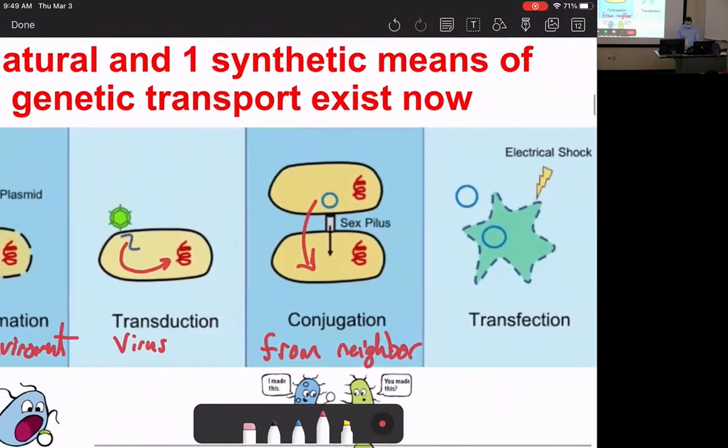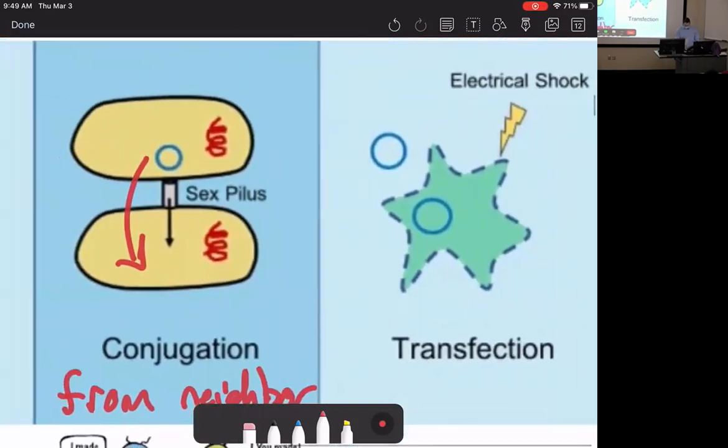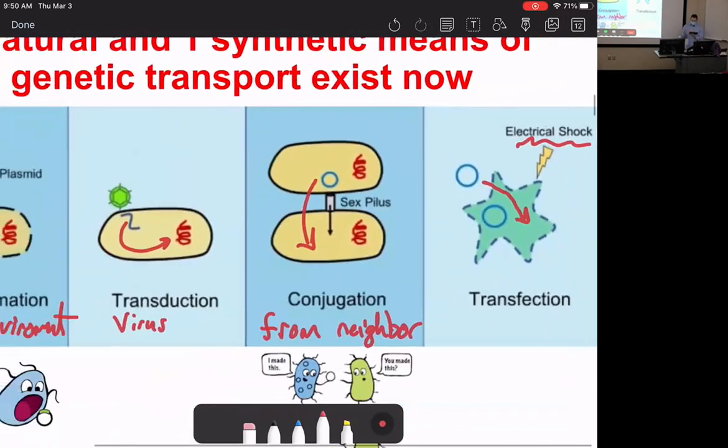The quote unquote unnatural way is something called transfection, where we sort of boost its chance by shocking it. That opens up the cell membrane and the plasmid is a little easier invited, basically. Technically, electric shocks don't occur naturally in nature very commonly. So this is something we often do in the lab.